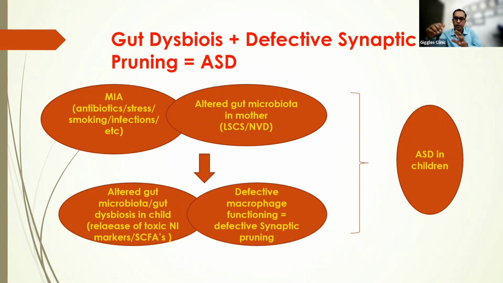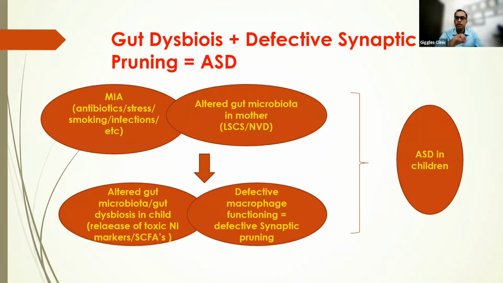At least from moderate, we might bring the child to mild moderate or maybe mild. So this is the whole crux of the presentation in one slide. Whenever there is a maternal immune activation, that is, when the mother is during the conception or the preconceptual period, antibiotic stress, etc., it can cause an alteration in the gut bacteria. Then the mode of delivery, whether it is a normal delivery or cesarean, can affect the gut in the child. And because of that effect in the gut, if there is a lot of release of toxins and SCFAs, it can cause defective synaptic pruning.